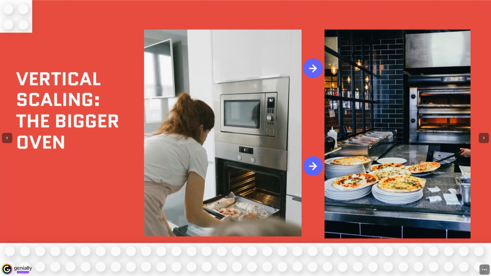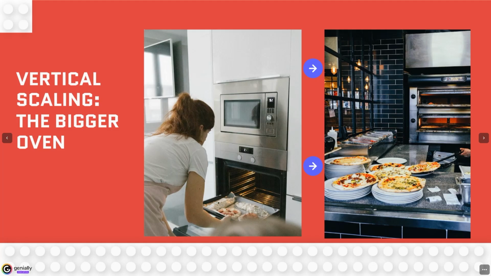Vertical scaling, or the bigger oven. First, they tried vertical scaling. Imagine their ordering system as a pizza oven. At first, it was a small oven that could bake a few pizzas at a time. To scale vertically, they upgraded to a bigger, more powerful oven that could bake many more pizzas simultaneously.